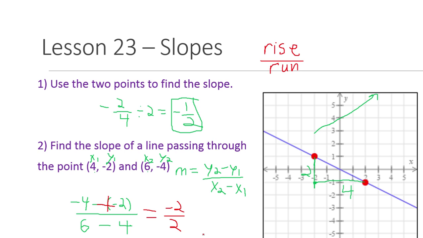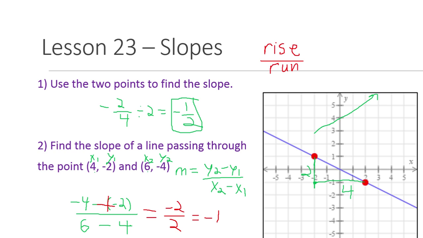So again, we see if we can simplify this answer. Well, -2 over 2, 2 divides into 2 one time. So your answer is -1, or -1 over 1. It doesn't really matter how you write it, if you write it as a fraction or not. So that's how you do it when you're given 2 points, not on a graph.